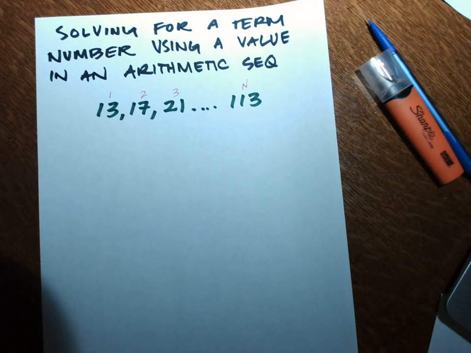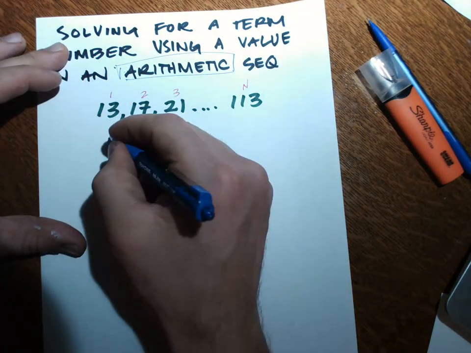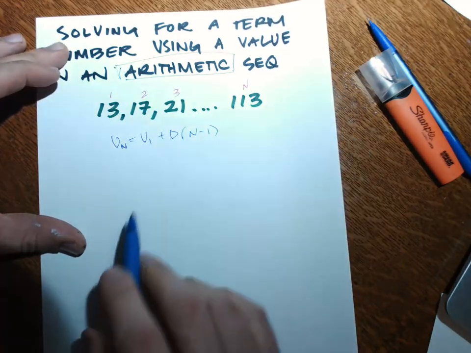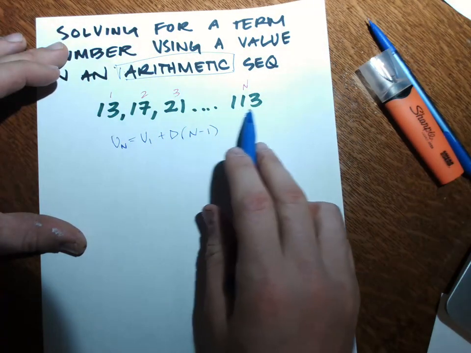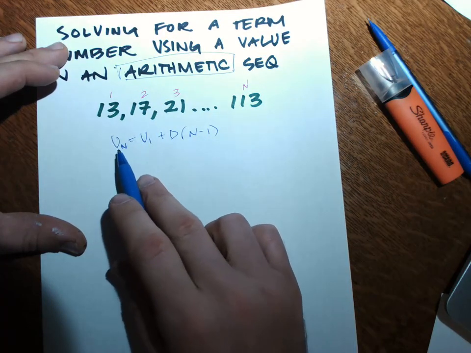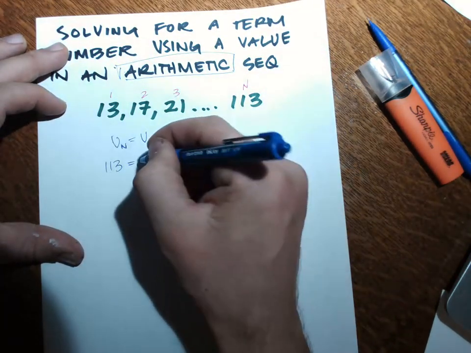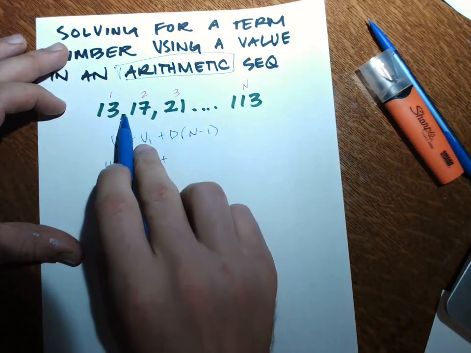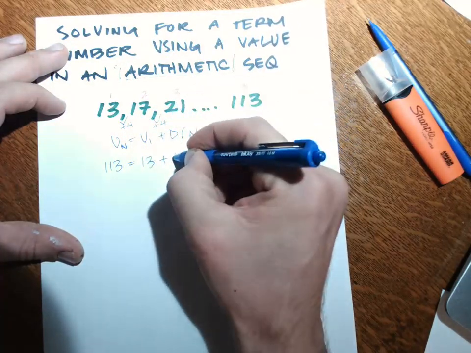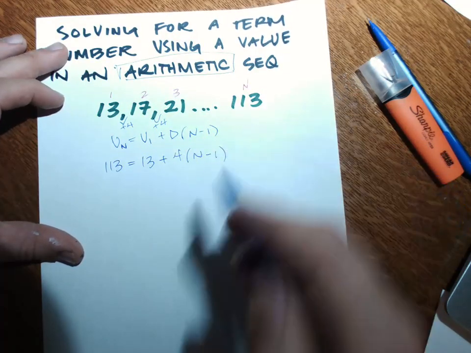Now, to start us out here, we're just going to use the arithmetic sequence equation. Un equals u1 plus d times (n minus 1). And in this case, this is a value at the nth spot. So 113, that's un. That's going to replace the un on this side of the equation. 113. u1 is 13. And the difference between these is 4 each time. This is a plus 4 pattern. Now, n, we don't know what it is, so we leave it as n, and then minus 1.